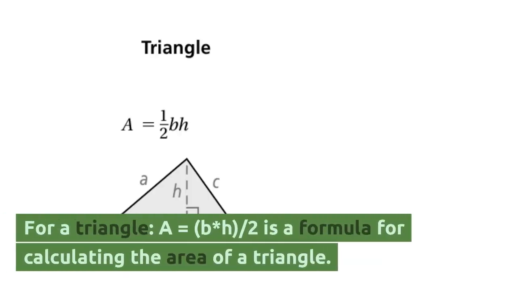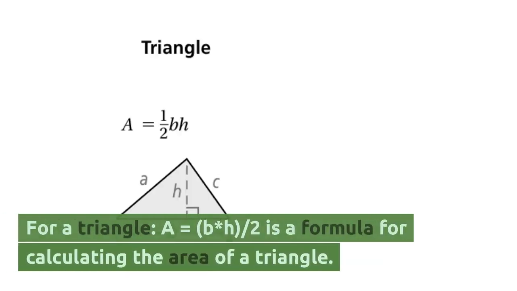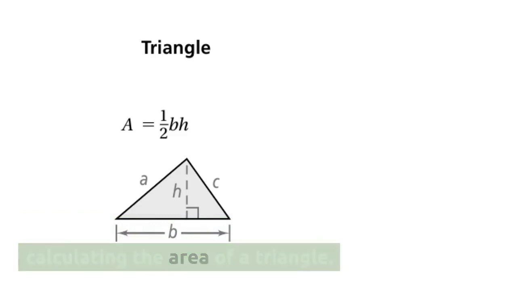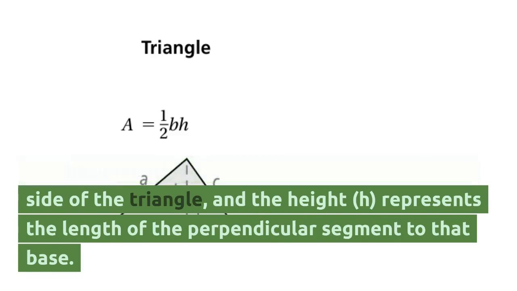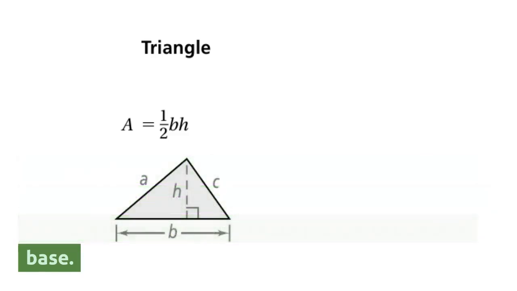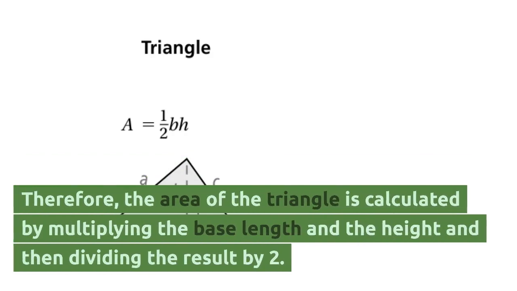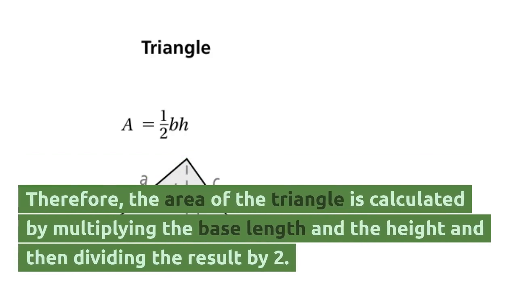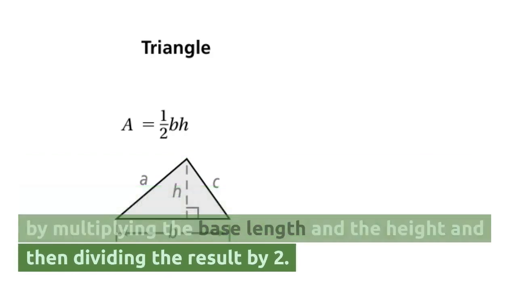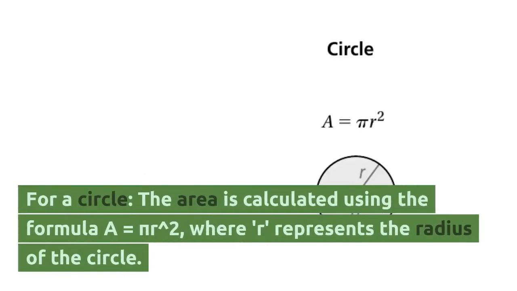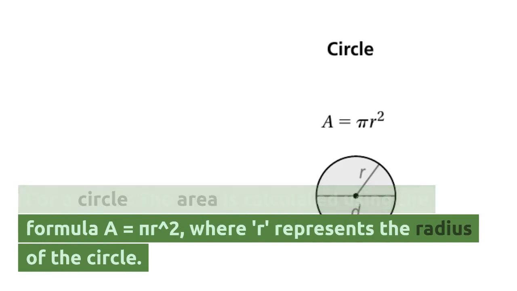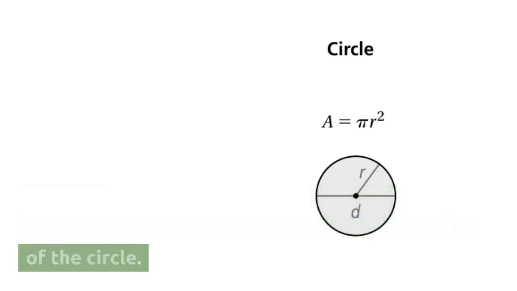For a triangle, a equals bh/2 is a formula for calculating the area of a triangle. The base length, b, represents the length of one side of the triangle, and the height, h, represents the length of the perpendicular segment to that base. Therefore, the area of the triangle is calculated by multiplying the base length and the height and then dividing the result by 2. For a circle, the area is calculated using the formula a equals pi r squared, where r represents the radius of the circle.